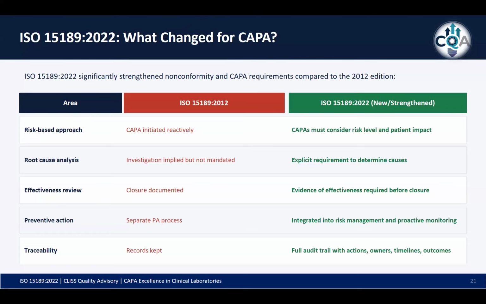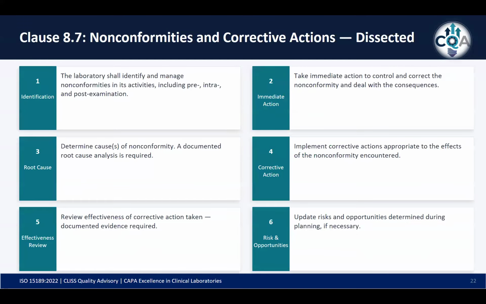But per the 2022 version, I want a full trail of what action was taken, who is the person responsible, what were the timelines, and what were the outcomes. So in the 2022 version, I'm looking for more than just compliance issues. Okay, so as per 8.7, we can dissect it into 6 parts.